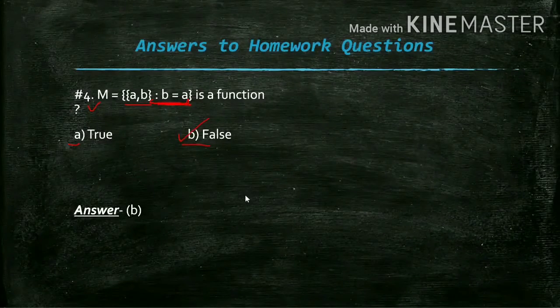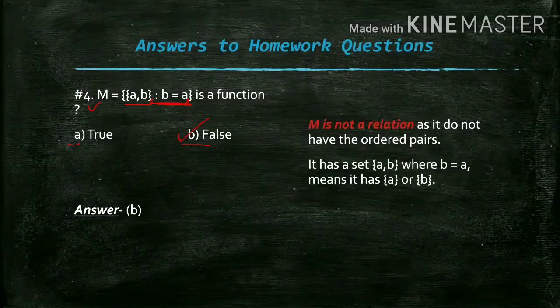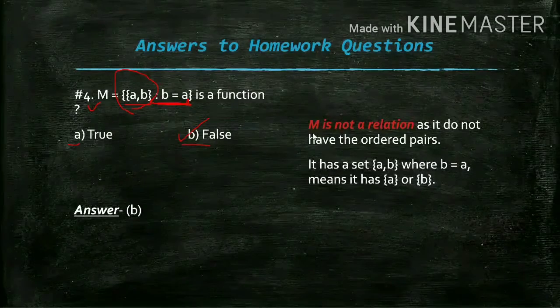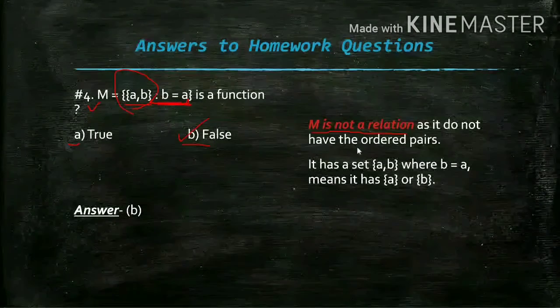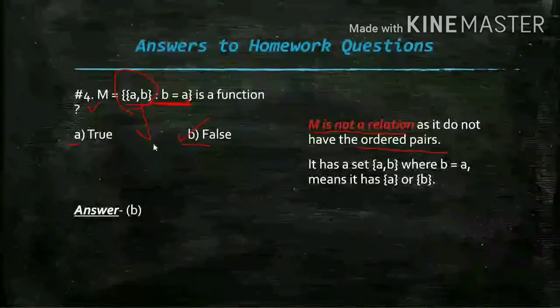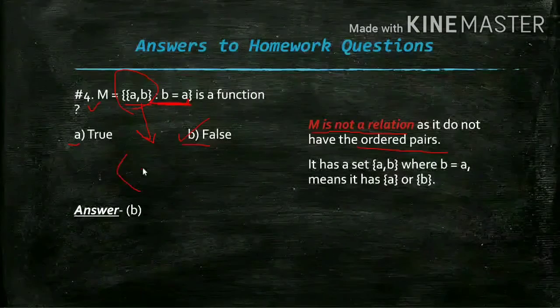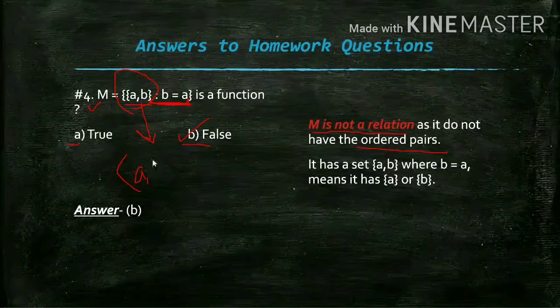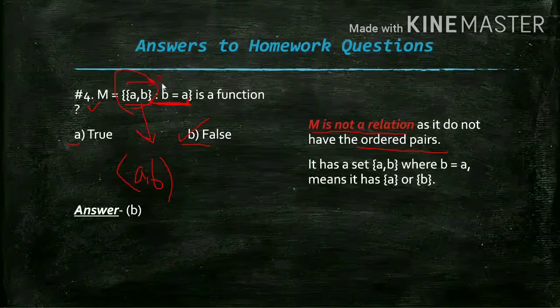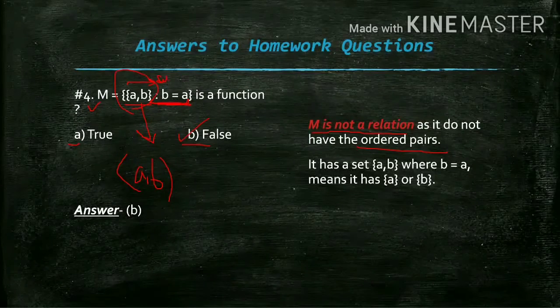Okay, let me just tell you how it is false. It's clear from the definition how it is being defined basically. It is not a relation as well because we do not have the ordered pairs over here. We have the set, no doubt, but we do not have the ordered pairs. Ordered pairs are written in round brackets in the form (a, b), as I wrote earlier, not by these curly brackets. These curly brackets denote the set, not the ordered pairs. Just note down the difference.